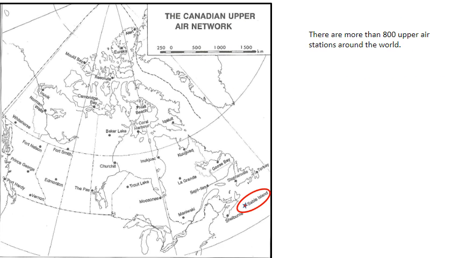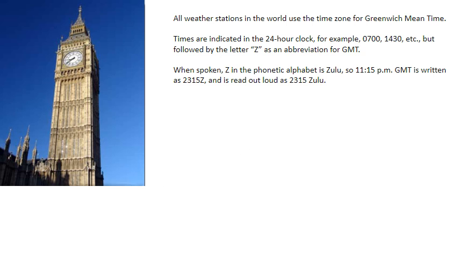Sable Island is one of 32 upper air stations in Canada and one of more than 800 upper air stations around the world. All weather stations in the world use the time zone for Greenwich Mean Time. Times are indicated in the 24-hour clock, for example 0700, 1430, etc., but followed by the letter Z as an abbreviation for GMT. When spoken, Z in the phonetic alphabet is Zulu, so 11:15 p.m. GMT is written as 2315 Z and read out loud as 2315 Zulu.